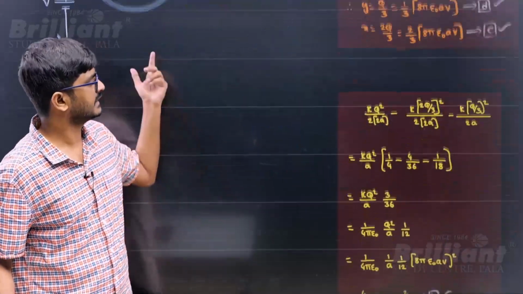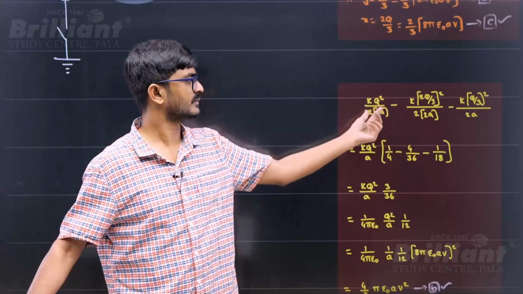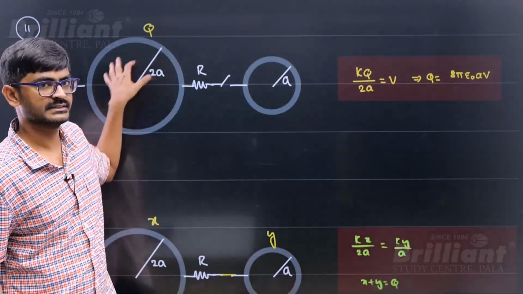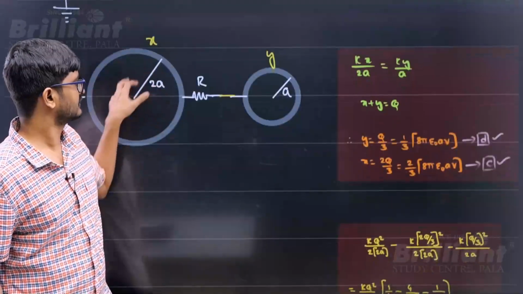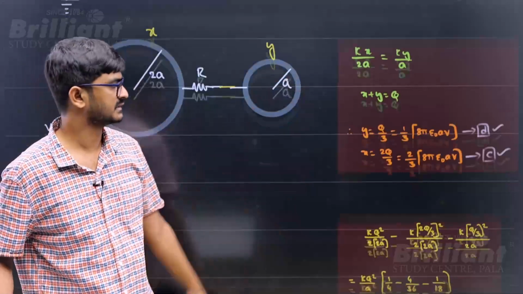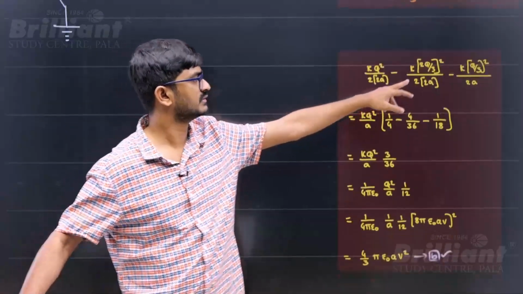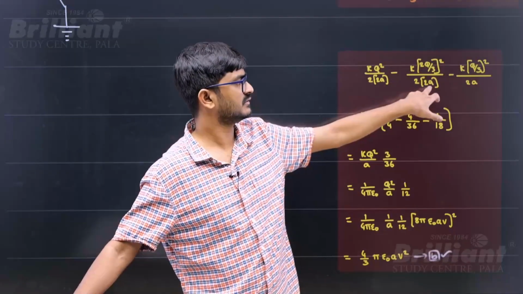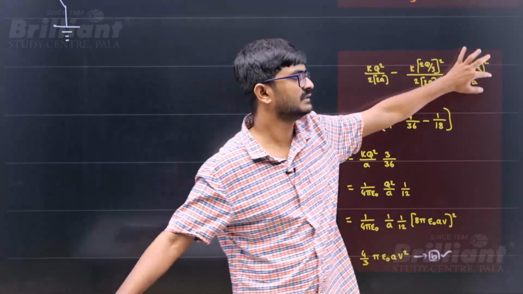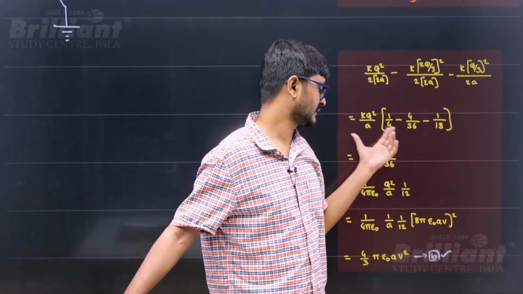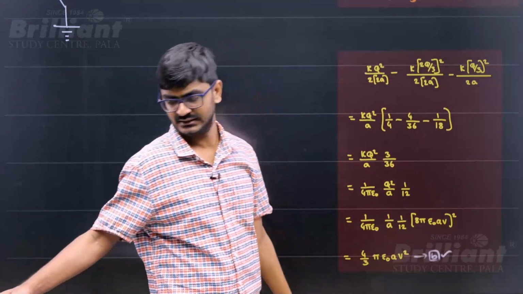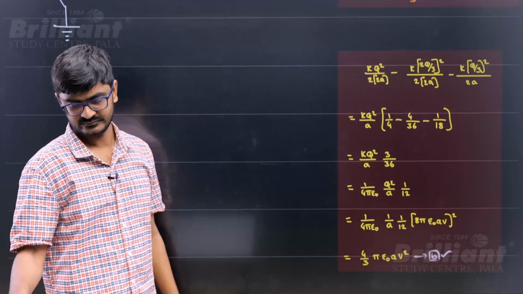So what is the initial electrostatic energy? K q square by 2 times its radius, the self energy, right? Now the self energy of this one is k x square by 2 times its radius, and k y square by 2 times its radius. The x value and y value we know. This is the initial energy, and this is the final energy. When you subtract, whatever is left over must have gone as heat, right?